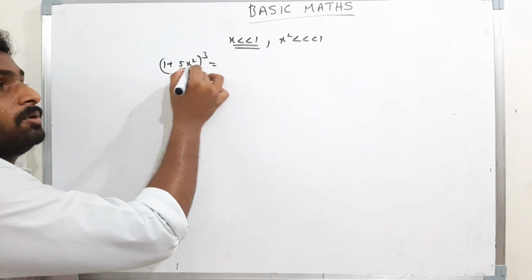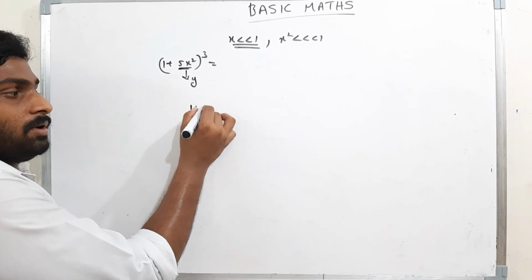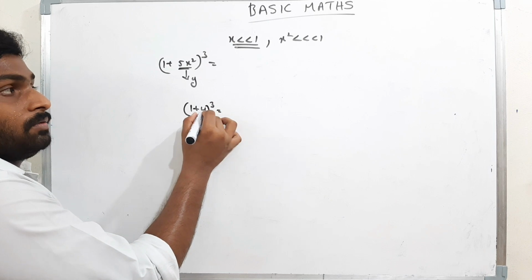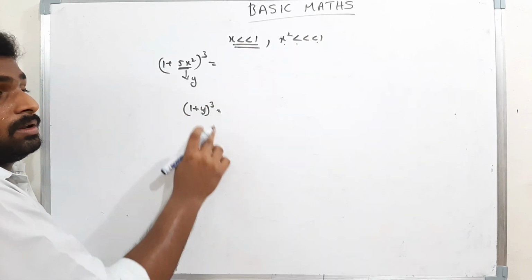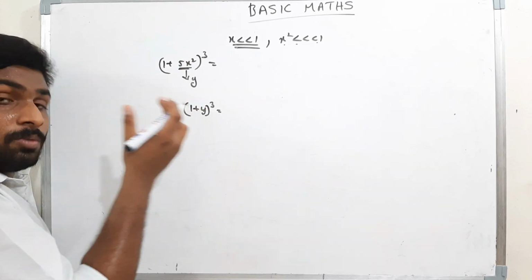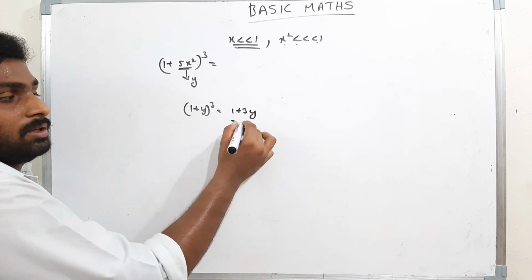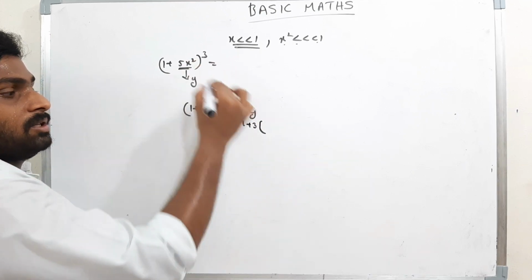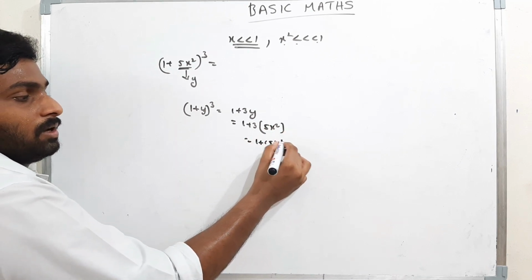Okay, now I am assuming this one as y. Therefore what I can write? 1 plus y whole cube, and if x square is less than 1, then 5 into x square is nothing but a small value. Therefore y is a small value. Therefore I can write as 1 plus 3y. Therefore it's nothing but 1 plus 3 into what is y? y is nothing but 5x square. That is nothing but 1 plus 15x square. This is the answer.